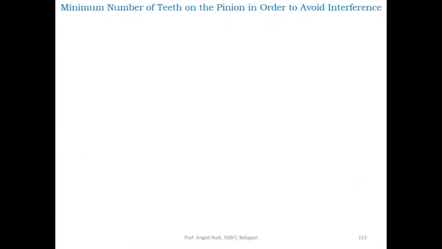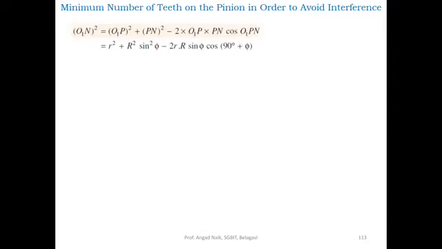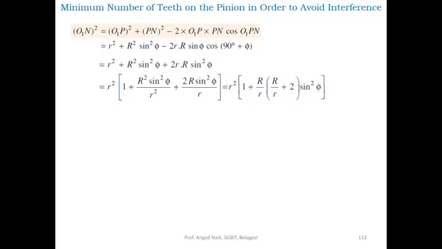Let's proceed to the next step. This we have seen in the previous slide. Now we shall continue from here. This cos 90 plus phi is nothing but sine phi with a negative sign. So that negative sign and the other negative sign will turn into positive. So it becomes r square plus capital R square sine square phi plus 2 r R sine square phi. From this, if you keep r square common, you will get 1 plus R square sine square phi divided by r square, plus 2 times R sine square phi divided by small r.